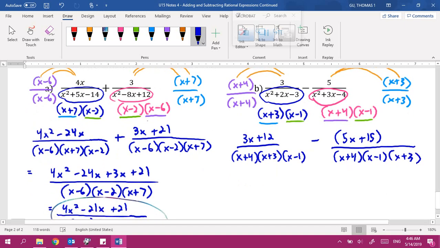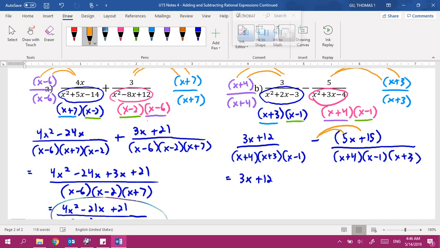Now when I combine these two fractions together, because they do have the same denominator, it's going to be 3x plus 12. And now this minus sign, what does it do? It distributes to each of these terms. So I get minus 5x minus 15 all over this denominator of x plus 4 times x plus 3 times x minus 1. And all I have to do now is combine the like terms.